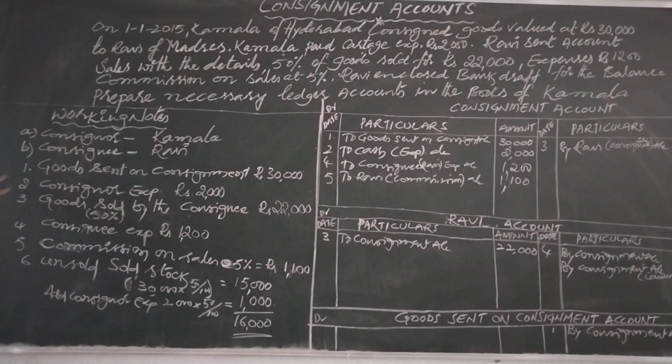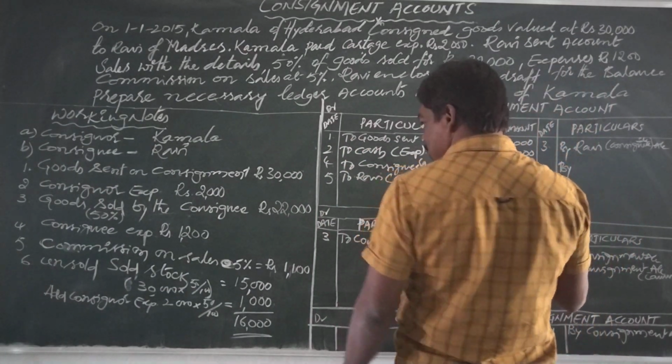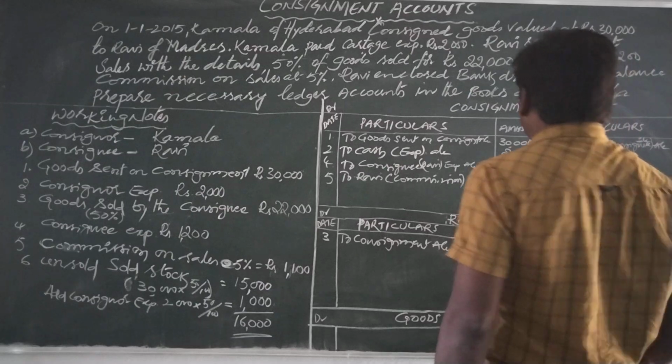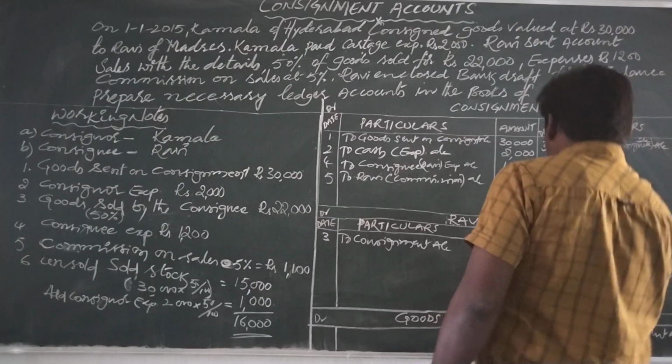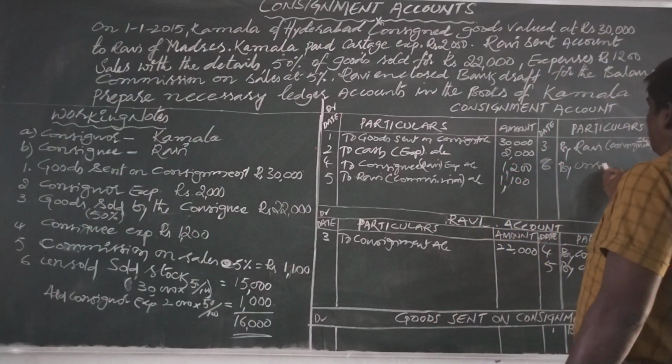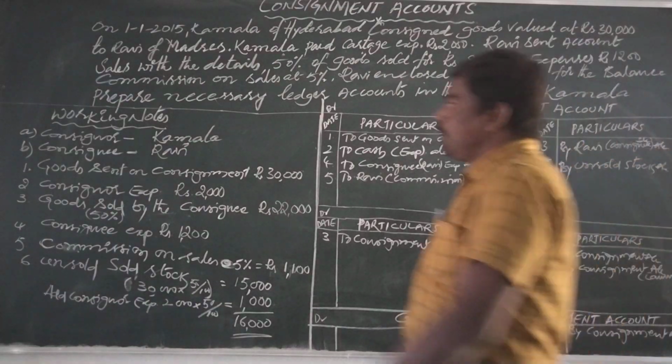After that, now unsold stock. We evaluated unsold stock in the problem. 50% of the stock was unsold in the business. That can be shown only on one side, in the consignment account credit side. So here it is the fifth point, sorry, sixth point, by unsold stock account rupees 16,000.